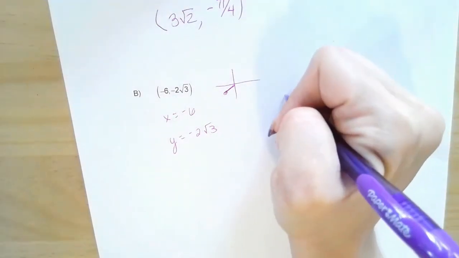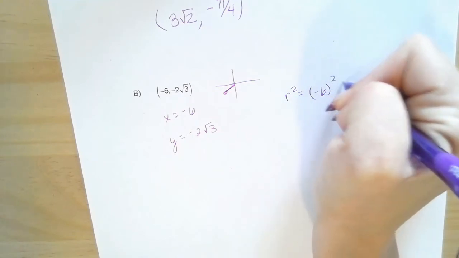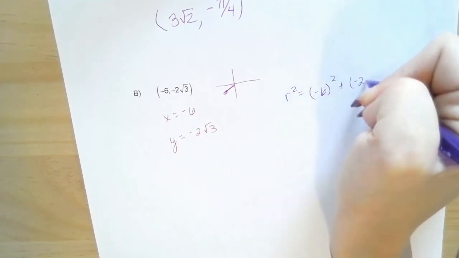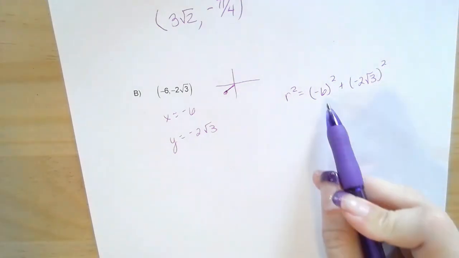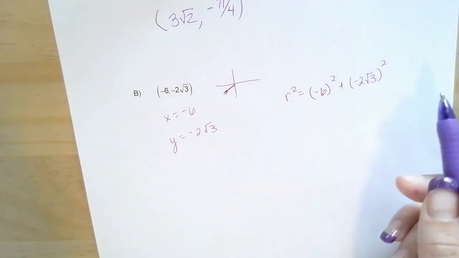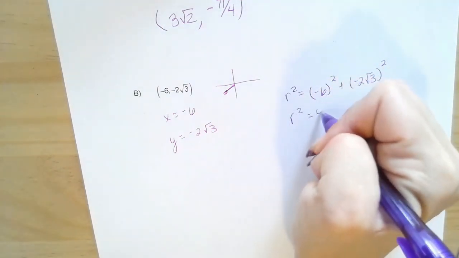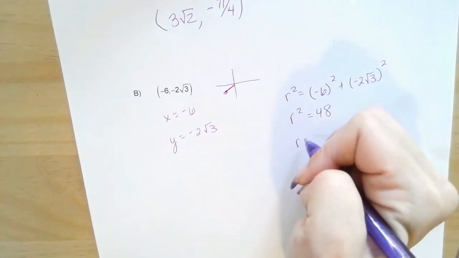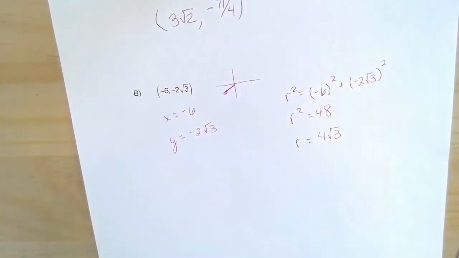Okay, so let's find r. R squared equals negative 6 squared plus negative 2 square root of 3 squared. Okay, you guys can do this in a calculator if you want. Just remember the squaring of square root of 3 is 3. Okay, so I get that r squared equals 48. Take the square root and reduce it. I get 4 square root of 3. Okay, 16 goes into 48 3 times. Square root of 16 is 4.